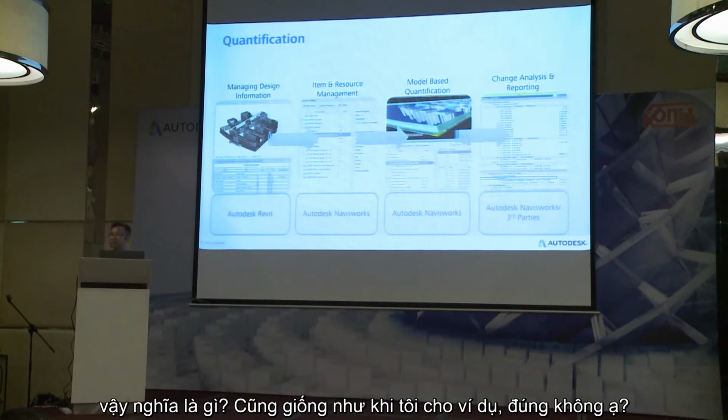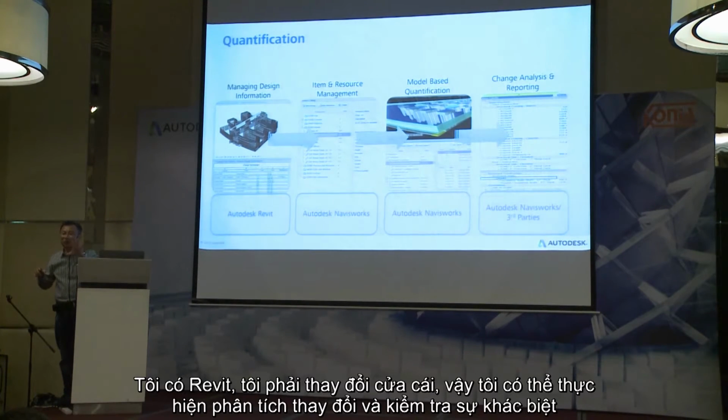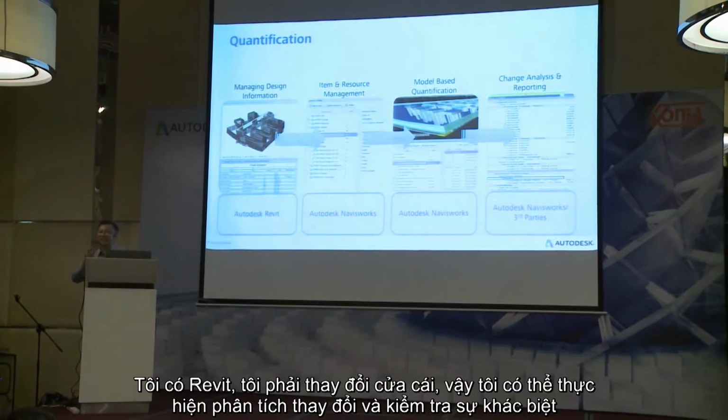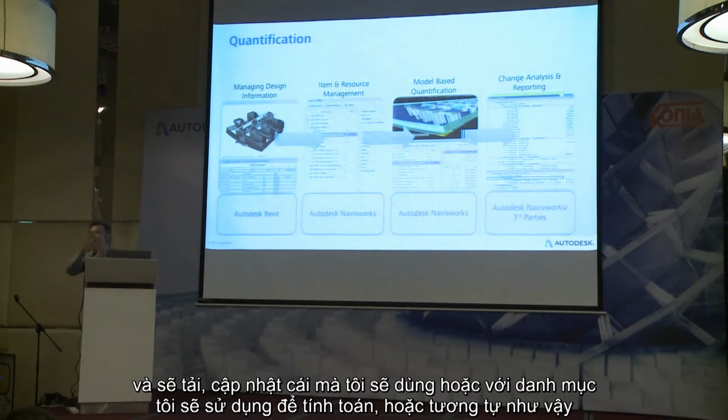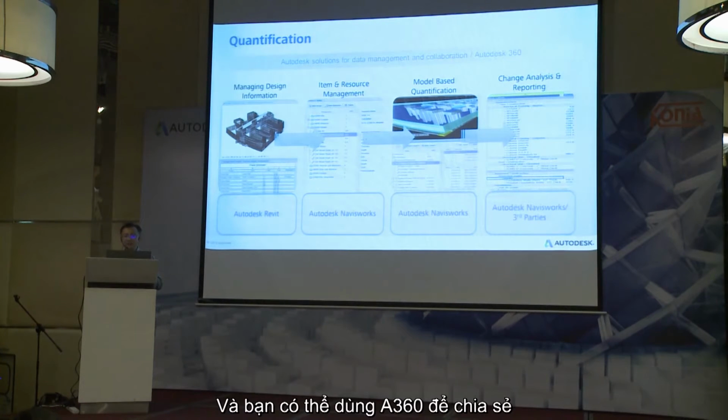What does it mean? The same as the example I gave you, right? I have the bid, I have to change the door. So I can do the change analysis and check the difference, and update which one I will use, or which catalog I will use for calculation, something like that. And you can use A360 to share.